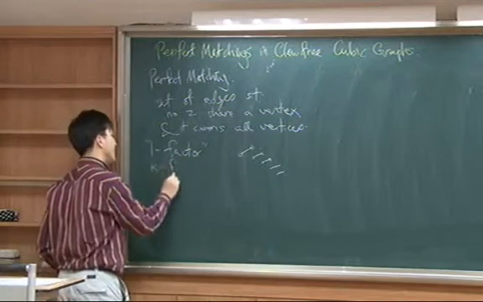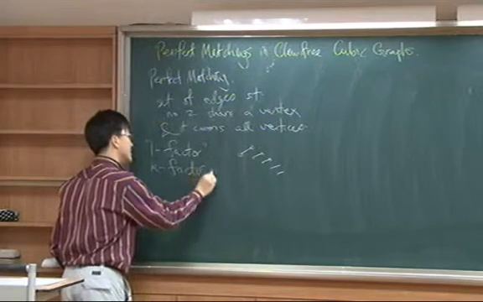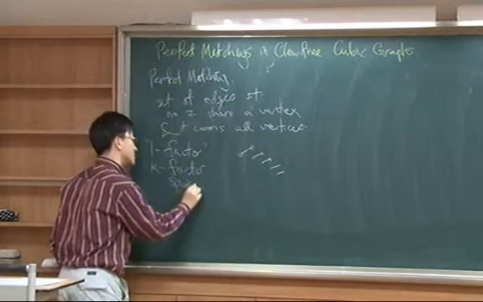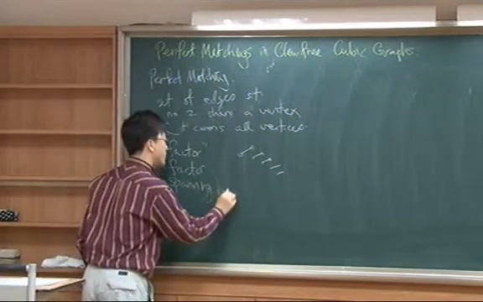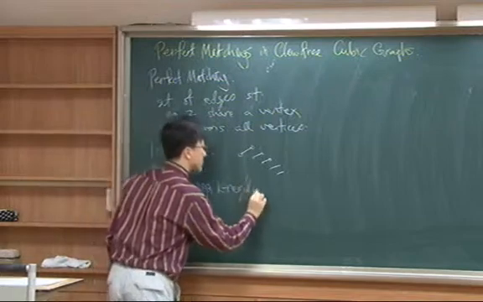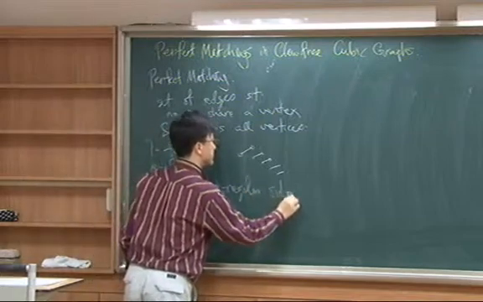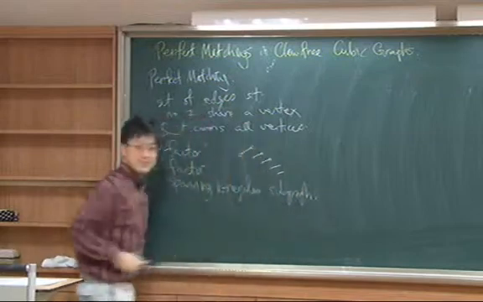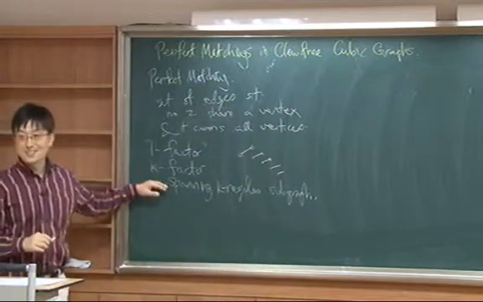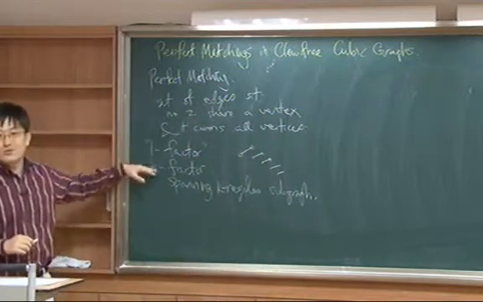Also, you can define a k-factor as well. That's a spanning k-regular subgraph. So it's a generalization: you increase 1 to 2, 3, 4.